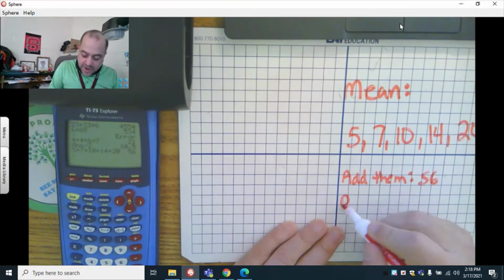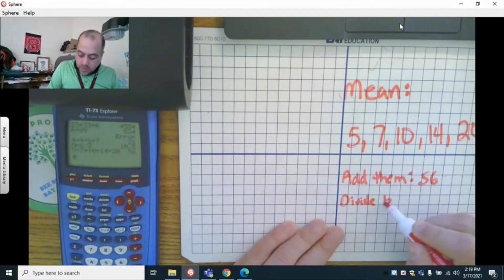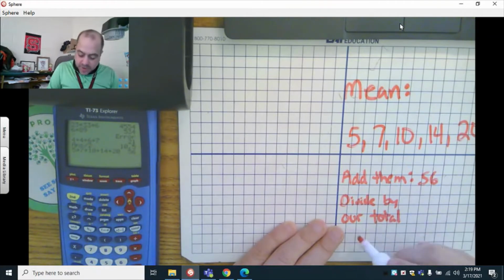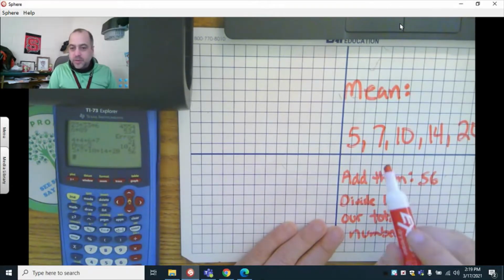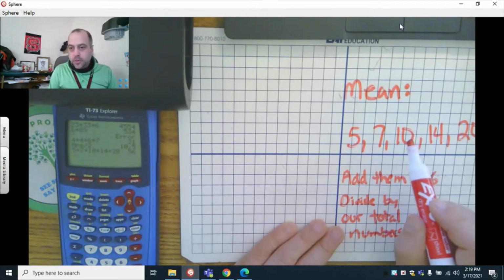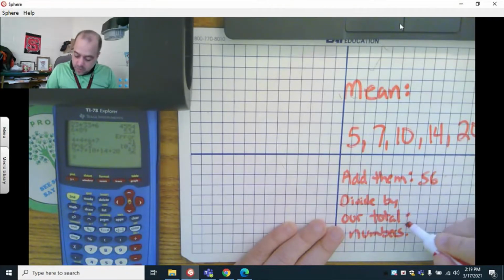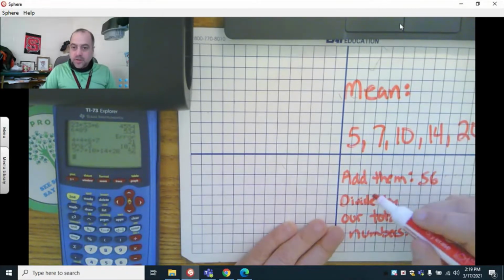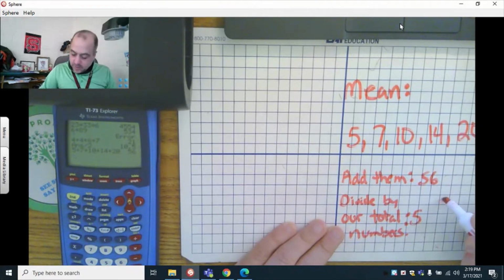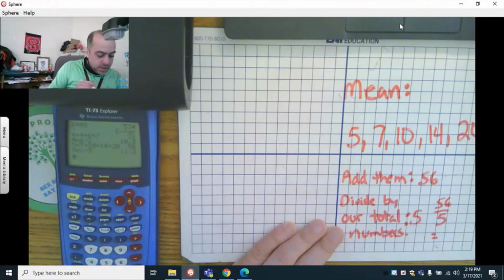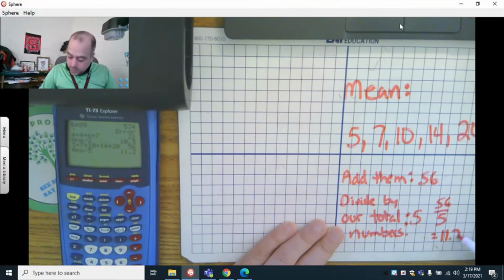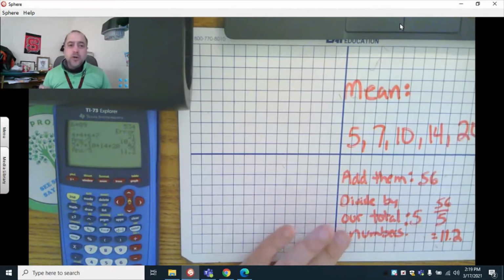And then we're going to divide by our total numbers, like how many numbers we have. How many total numbers do we have? We have 1, 2, 3, 4, 5. So we're going to divide 56 divided by 5. That's 11.2. So that's your mean. That's all you do for the mean, guys.